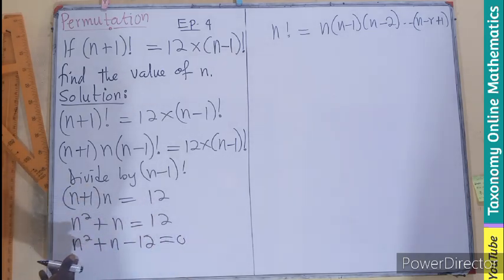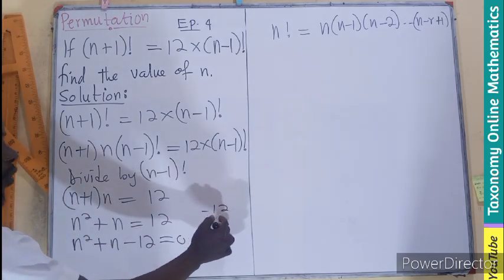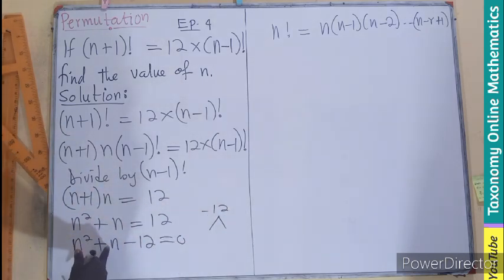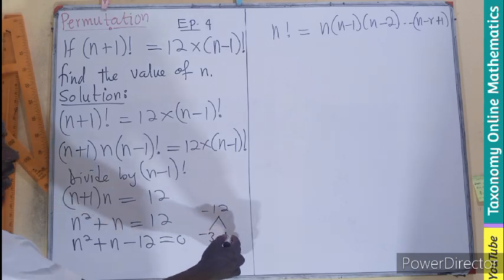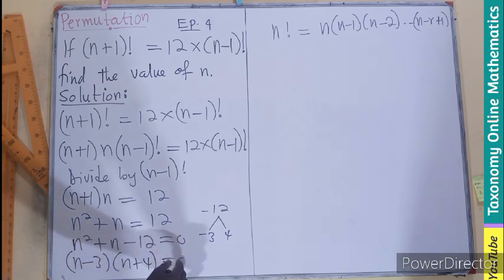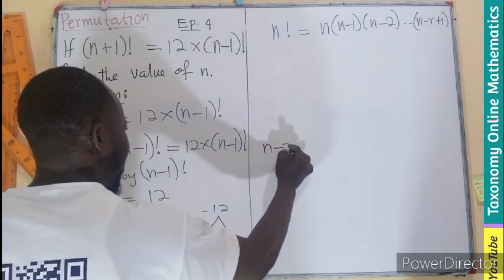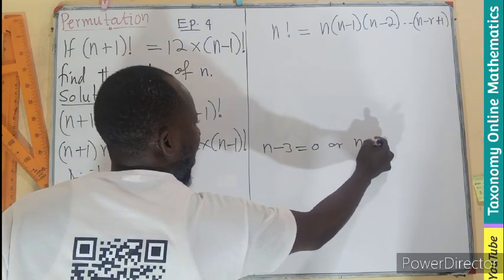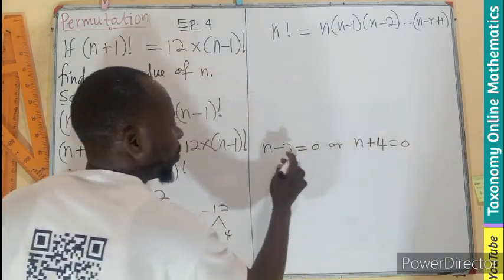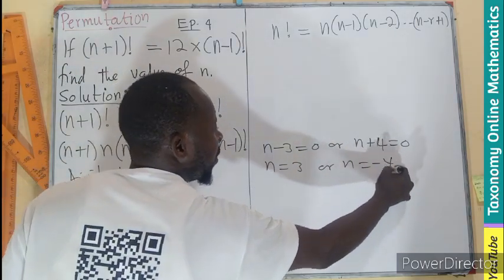Here is a quadratic equation. Find factors of negative 12 that, when you add, give a positive 1. So I have minus 3 and 4. It means n minus 3 and n plus 4 are the factors, equals 0. This means either this is 0 or this is 0. So from here, I can have n minus 3 is 0 or n plus 4 is 0. Transposing, n becomes 3 or n becomes negative 4.